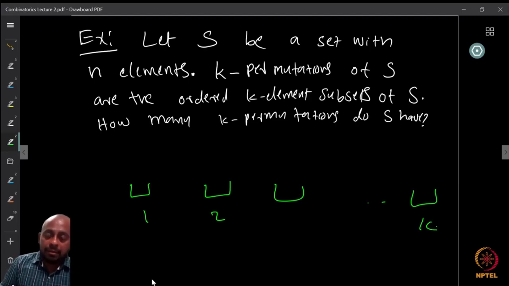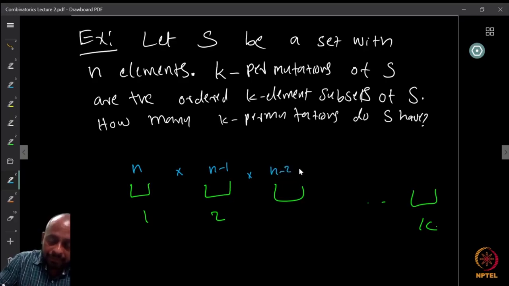Now the first position I want to fill up with some element, right? So I can choose one of the elements. How many choices are there? There are n possibilities for the first position, because any of the n elements can be selected here. But then for the second position, the first person, whoever I choose, cannot be there, so one of the remaining n minus 1 can be chosen here. Then n minus 2, and so on up to n minus k plus 1, right?